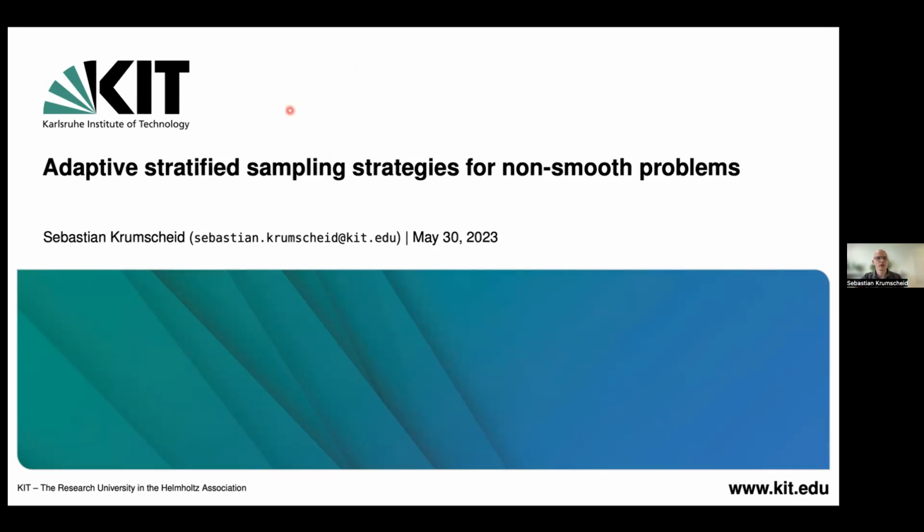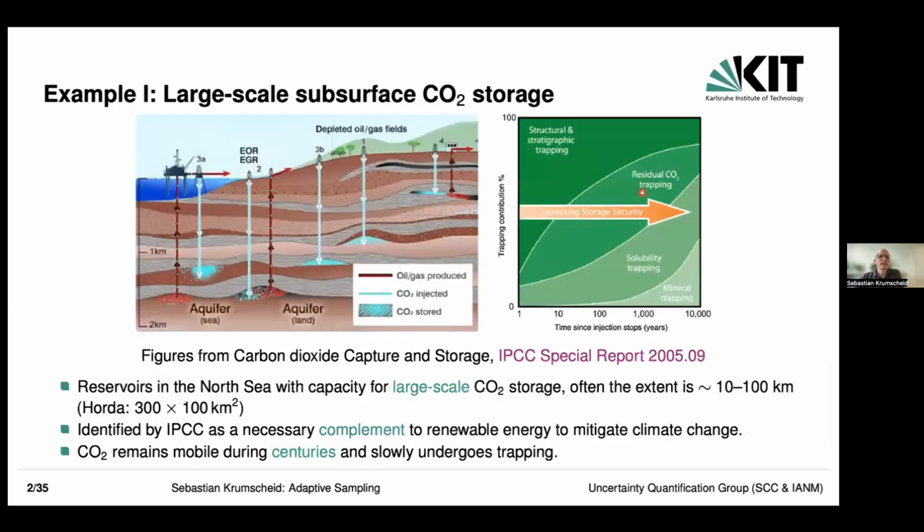So what I want to talk to you about today is in particular some sampling strategies for non-smooth problems. And this is joint work with a colleague of mine, Per Pedersen, from the Norwegian Research Center. In fact, it was Per who introduced me to this particular version of non-smooth problems, because in their research group, they're working on what I call large-scale subsurface CO2 storage problems.